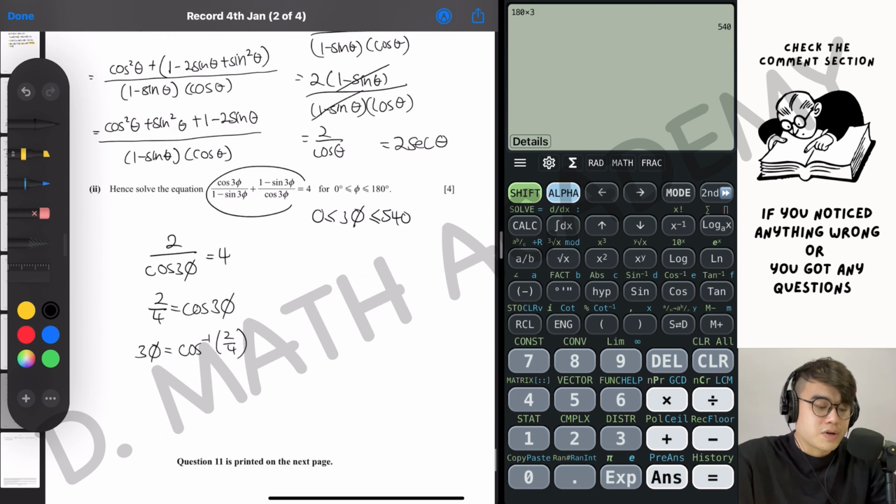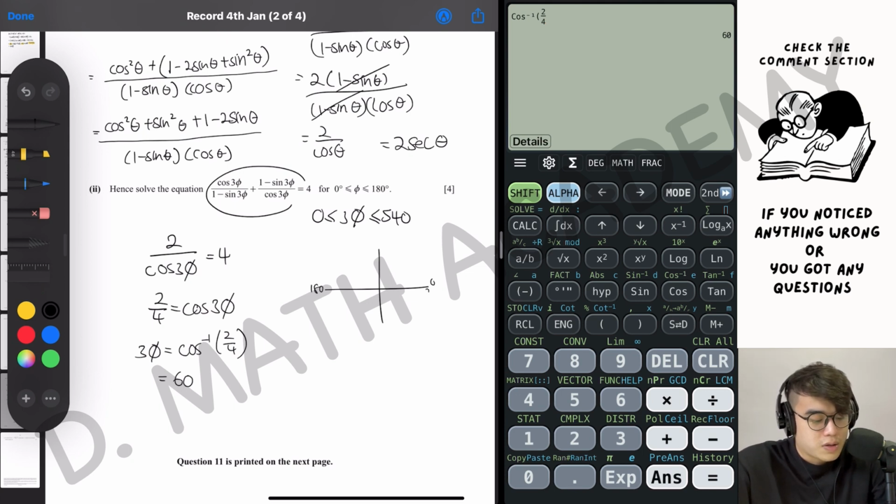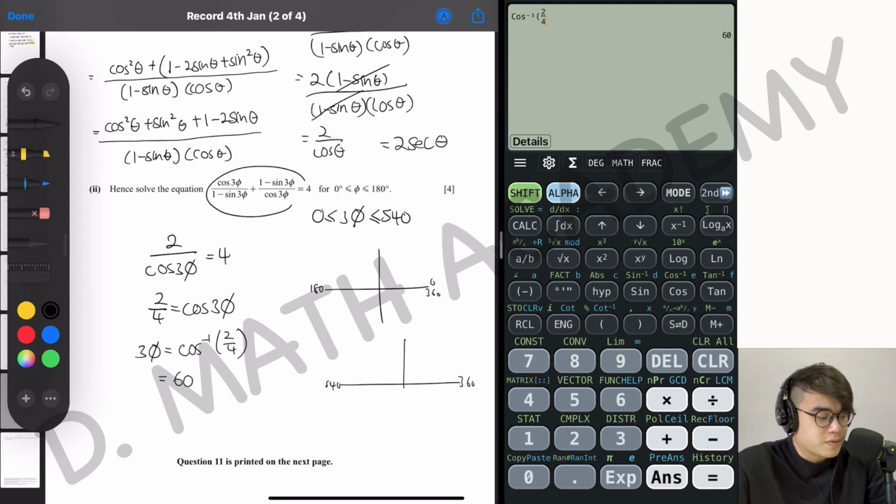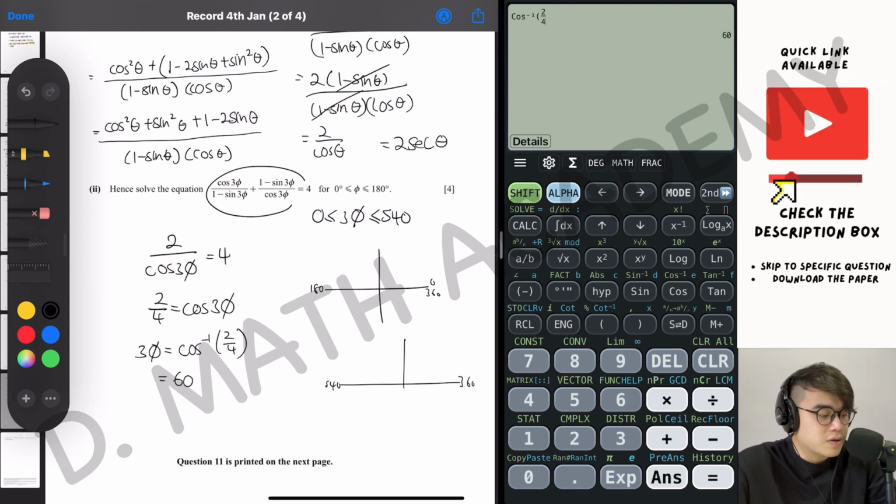So please change your calculator mode back into degree before you proceed with your calculation. So 2 over 4 would actually get you a 60. So kindly take note, if you were to draw it out, you have to draw another one which goes by 360 to 540. So the first answer, cosine is positive. You check it by looking here.